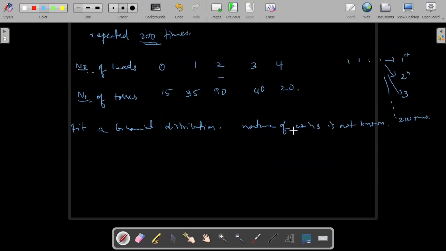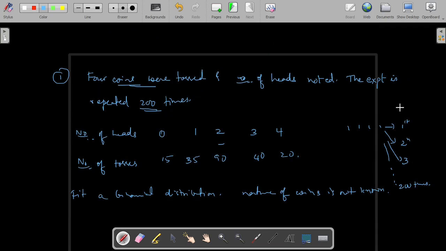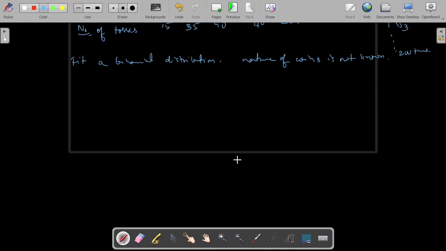Therefore, what you should do is, this is the observed data. Somebody has conducted this experiment 200 times and they observed these values. When you add all these numbers of tosses, this is the frequency, you will get 200. Now we have to fit a binomial distribution to this given data, and compare our theoretical distribution values with the observed distribution values. Let us do that. First, you have to list out what is n, small n, and capital N. n equals 4, capital N equals 200, the number of times the same experiment is repeated.